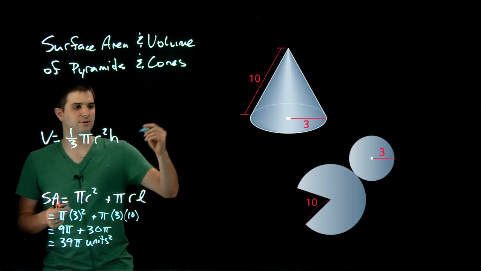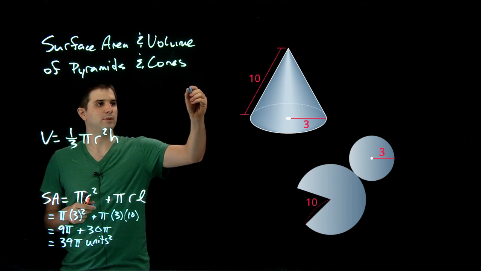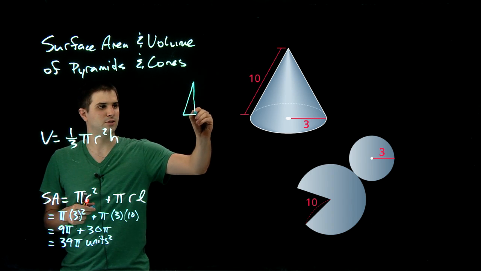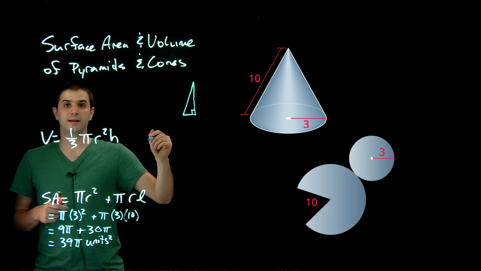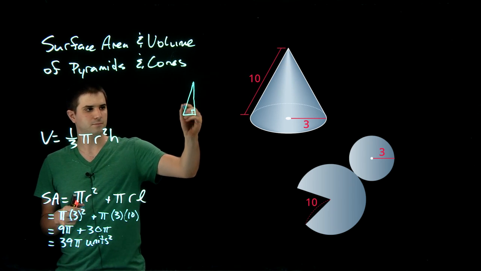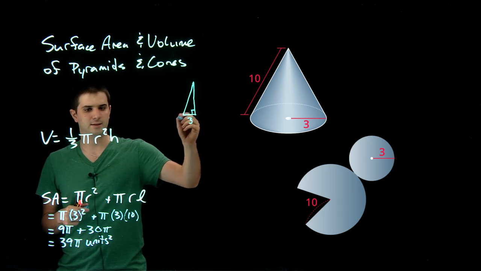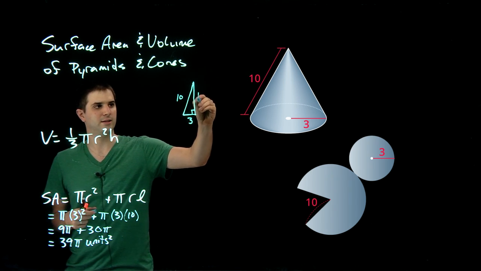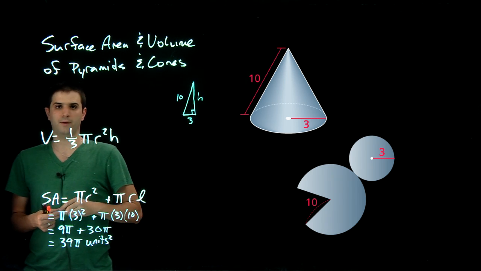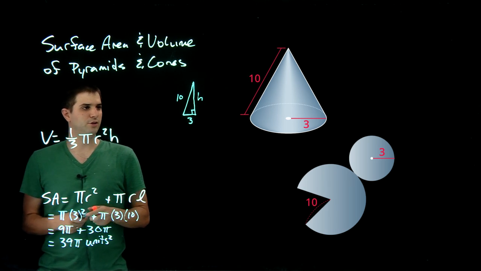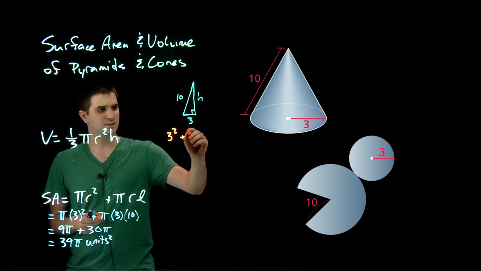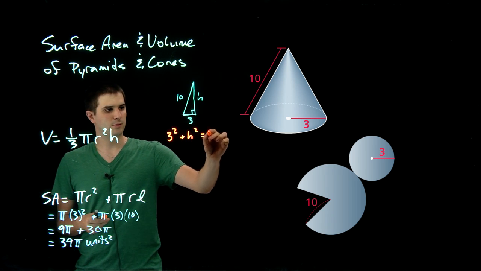We need to know the height. And so before we work on this problem, we need to know what our height is, but we don't have that. So we can use Pythagorean theorem. Here we have, again, the radius is 3. The slant height this time is 10. And we need to find the height. All right. So we can use Pythagorean theorem. We know 3 squared plus h squared equals 10 squared.